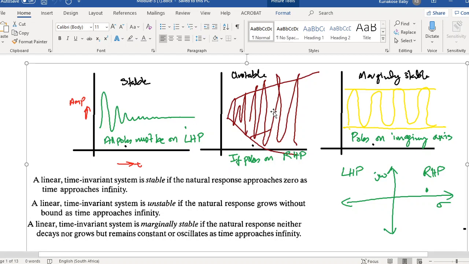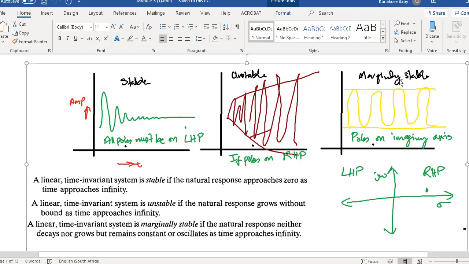Now an unstable system. This is a linear time invariant system where the output is growing with the increase in time. So you can see here it's starting out to be small, but then as time goes on, it becomes greater and greater. So that is an unstable system.